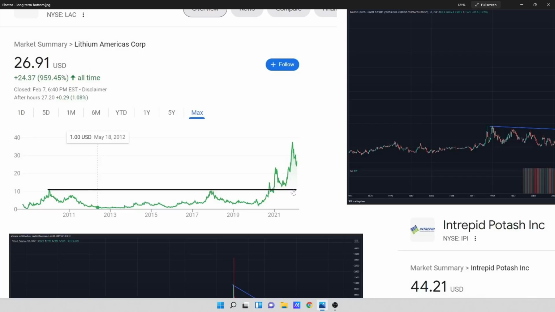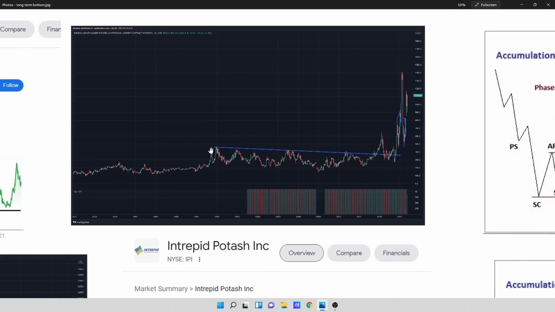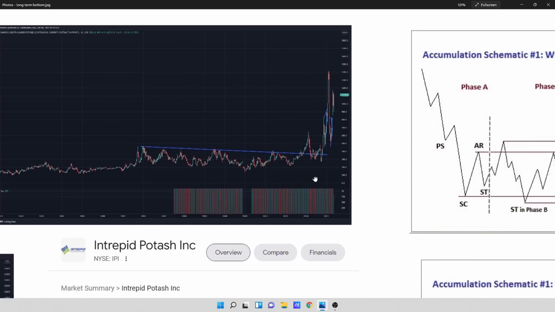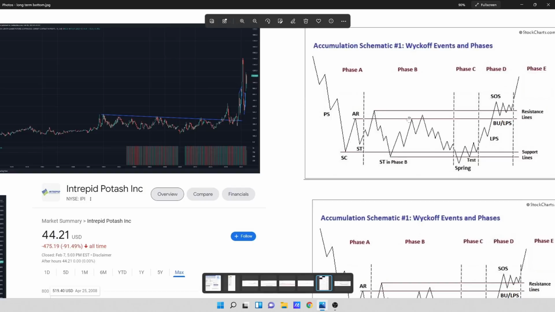I just grabbed a whole bunch of charts. This is a successful basing and launch. Here's another successful one. This is lumber. We were basing all the way since 1994 or so. If you look, you get this big, big phase in here, and all this stuff in here. You get this spring, where it says spring right there. There's your spring, there's your bottom.